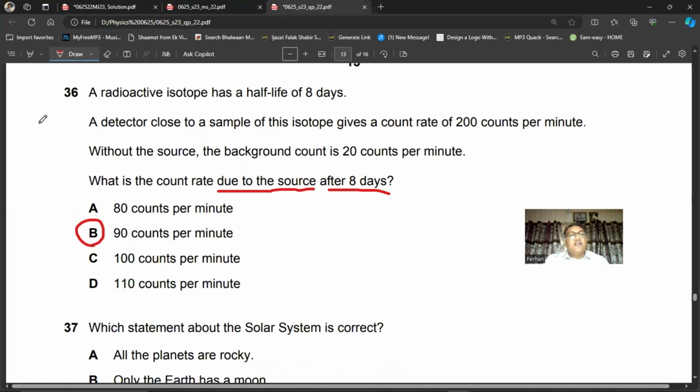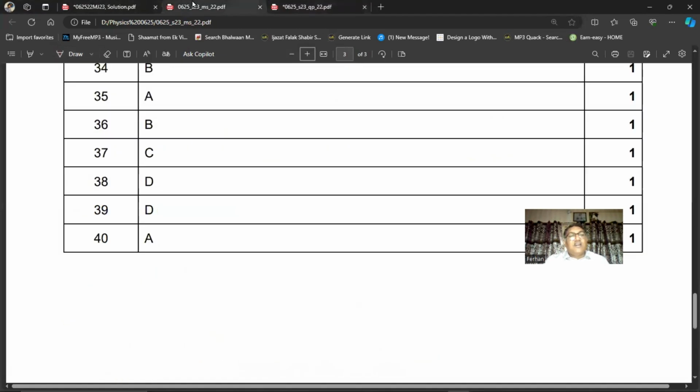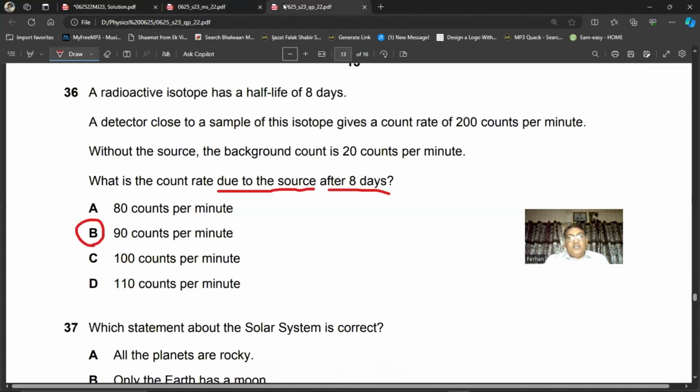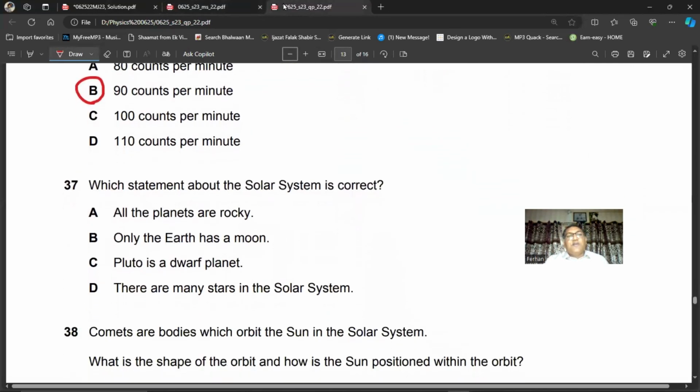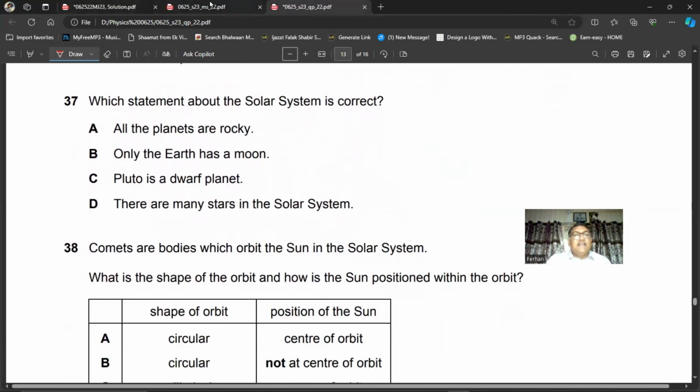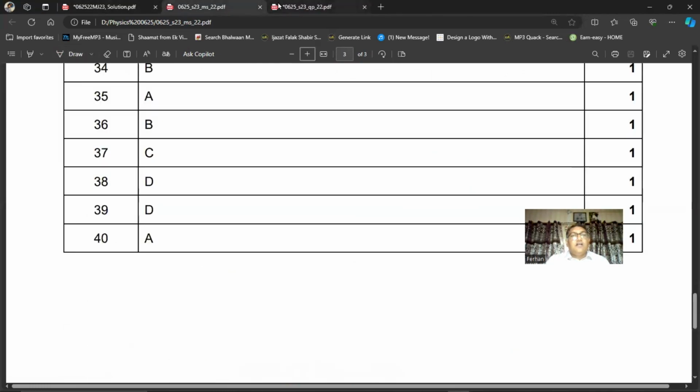So this is the answer. So question number 36, B is the answer. Okay, so we are going to the next part, that is question number 37.